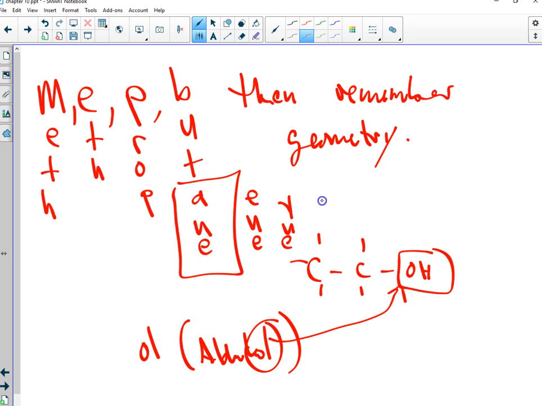But would tell me that I had C4. If it was ane, it would be 8 plus 2, so H10. Ene, I would still have C4, but it would be just 2X this time, so it would be H8. Butyne would be C4, H2X minus 2, so that would be a 6. Okay? It's a tiny bit tricky, but overall, MEPB, then remember geometry, then you'll be all right. And then the other thing is the ane, ene, and yne. There's your introduction to organic chemistry, and that's about it.